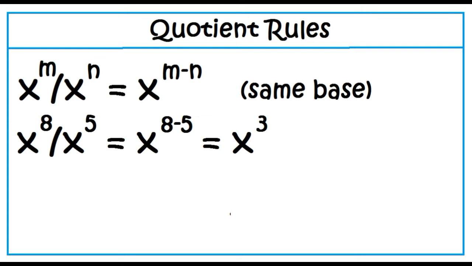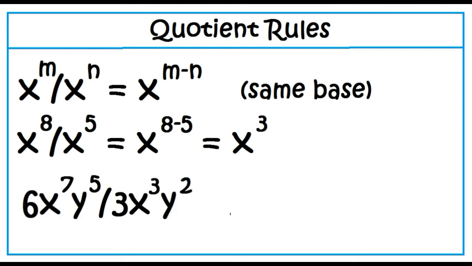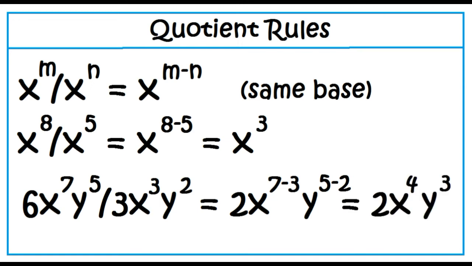Another example: the quantity 6x^7 y^5 divided by the quantity 3x^3 y^2 is equal to 2x^(7-3) y^(5-2). This is equal to 2x^4 y^3.